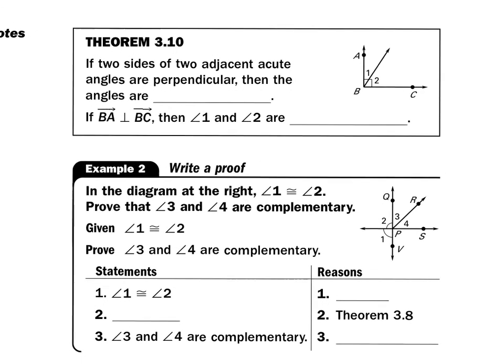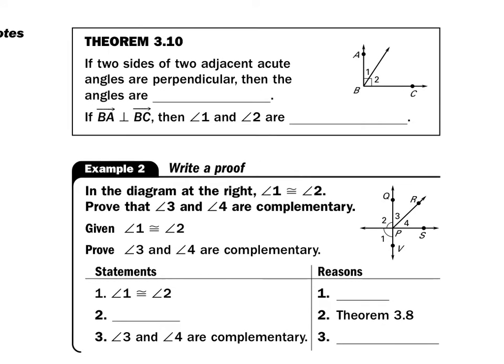Okay, theorem 3.10. If two sides of two adjacent acute angles are perpendicular, then the angles are complementary. If BA is perpendicular to BC, then angle 1 and 2 are complementary. So they add to 90.